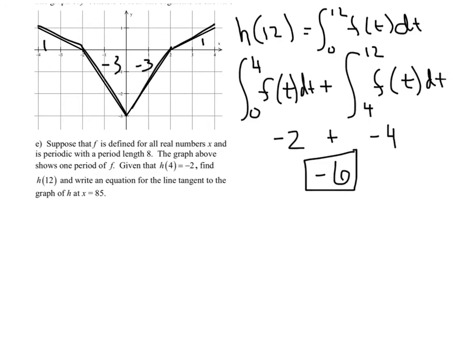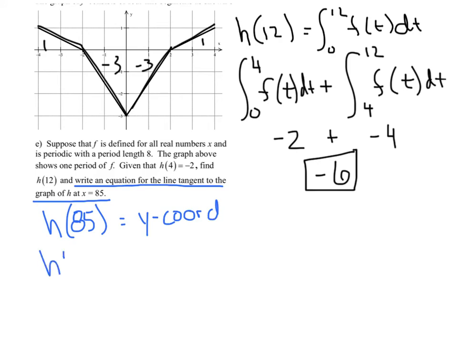Alright, moving on to the second part, they want the equation of a line tangent to the graph of h at x equals 85. Now I need two key ingredients. I need h of 85, that's going to be my y value, or my y coordinate. I also need h prime of 85, and that's going to give me my slope. If I can get my hands on those two things, I'm going to be all good to go, and I'm going to be able to write the equation of my line.